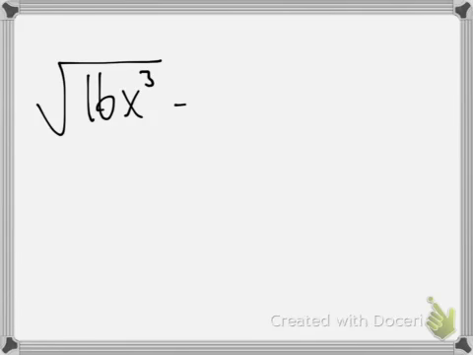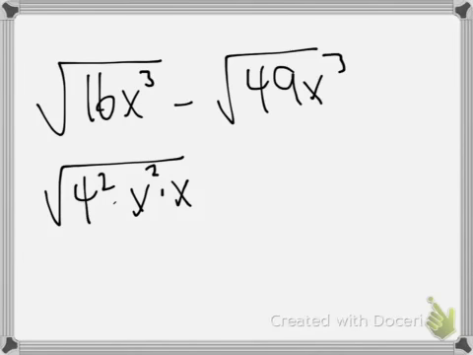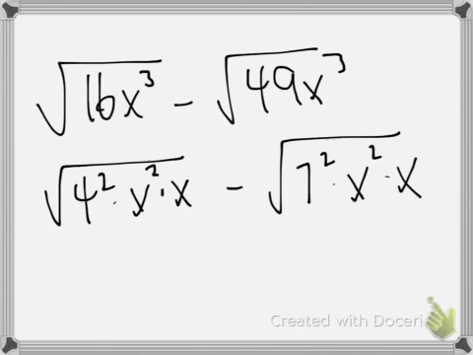The third topic I want to cover is when you have a radical expression and you're asked to add or subtract these expressions. And the key is that you want to get like terms. So we want to find things in the radical that we can cancel. So for instance, on this first thing, I can rewrite this as 4 squared times x squared times x. And over here I can rewrite it as 7 squared times x squared times x.